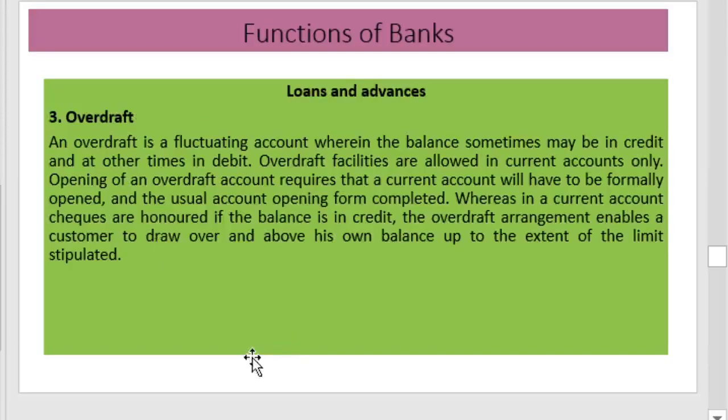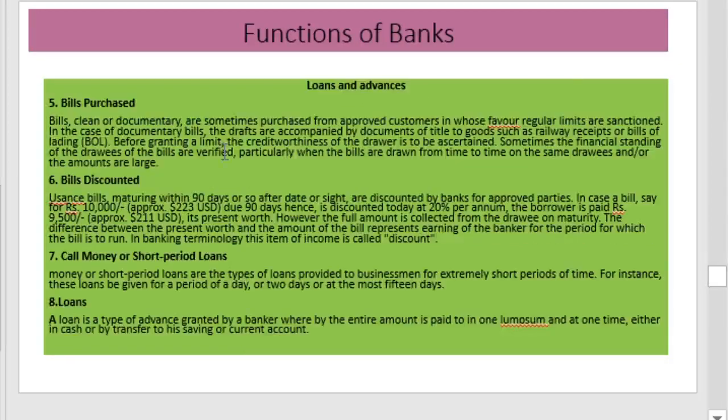Overdraft is a fluctuating account, and it is mainly provided to current account holders. Overdraft facilities are allowed in the case of current account holders, that is, it provides a facility to withdraw more than the amount in the account. Then another one is bills purchased. Bills are purchased from approved customers in whose favor regular limits are sanctioned.